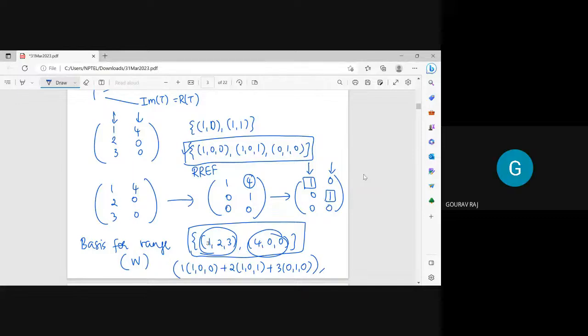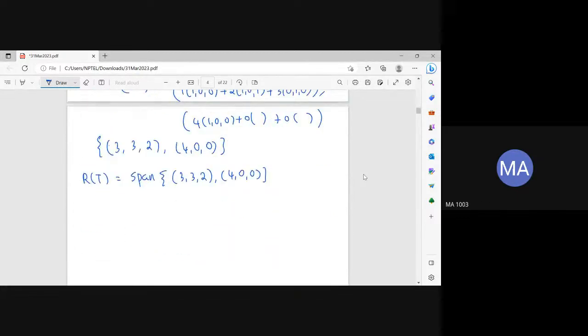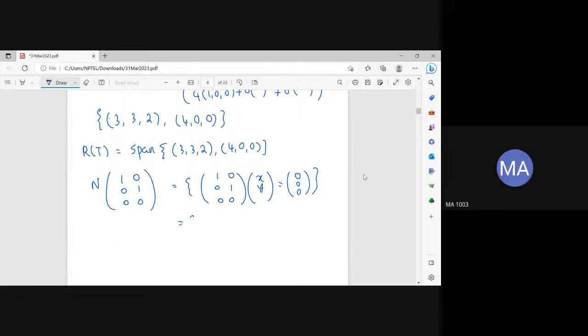Ma'am, just from the RREF is equal to zero. We have to find the null space of the reduced matrix. So you will find the null space of 1, 0, 0, 1, 0, 0. So what is that? All solutions of this. Is it X, Y, Z or X, Y? XY, ma'am. So what is the null space? Zero. So this is a one-to-one map, basically.